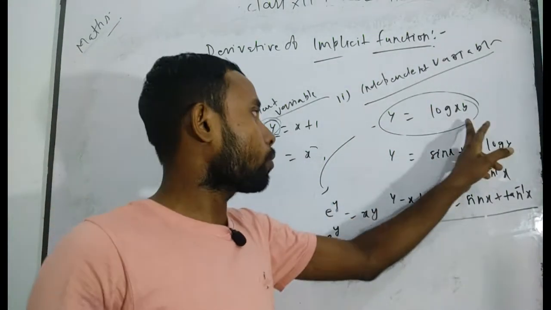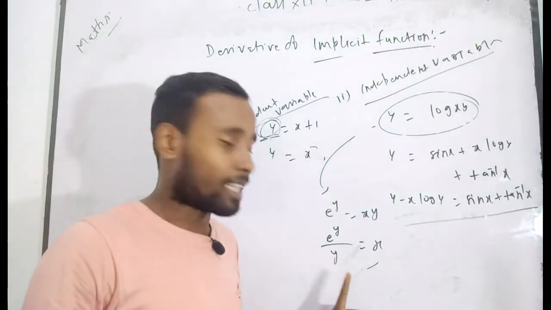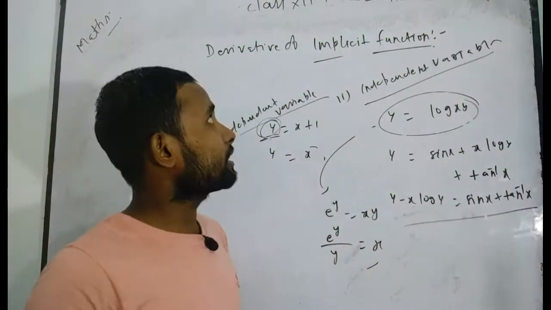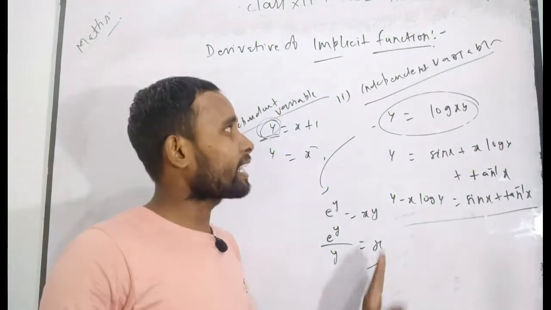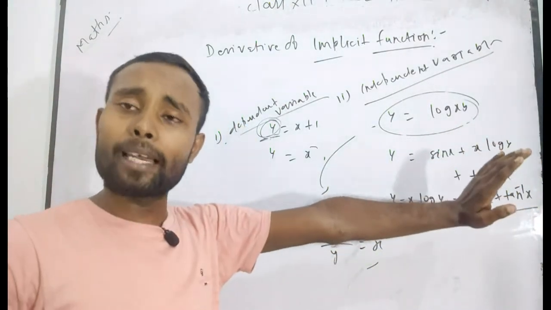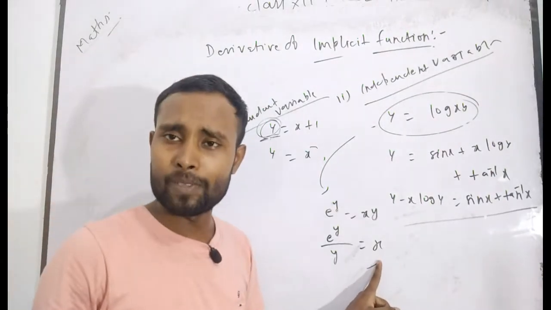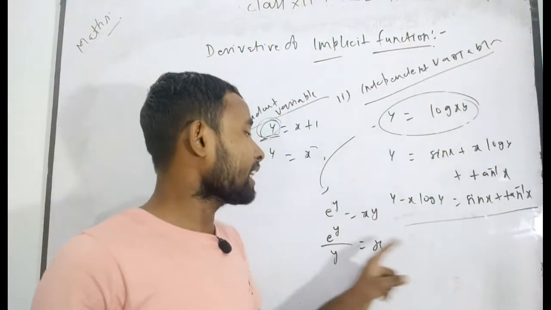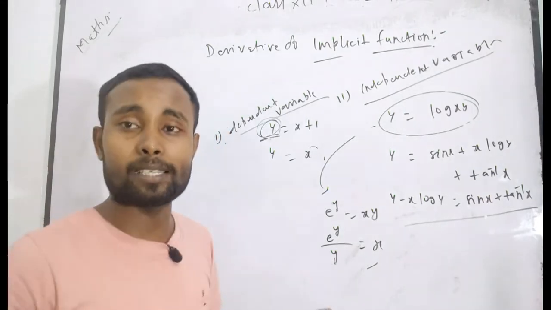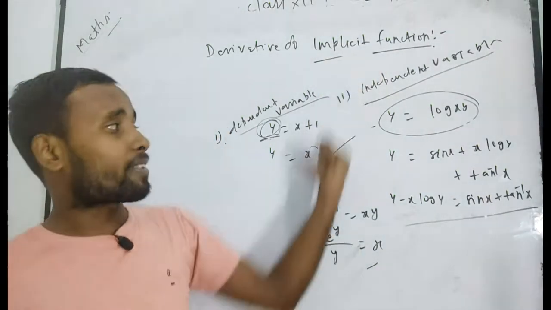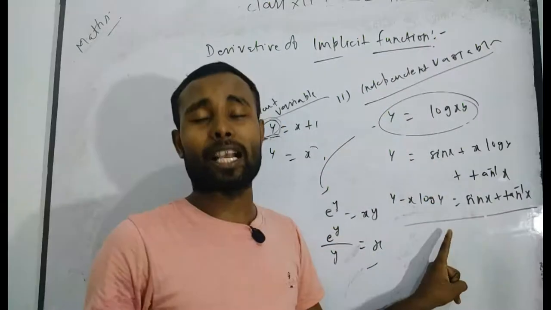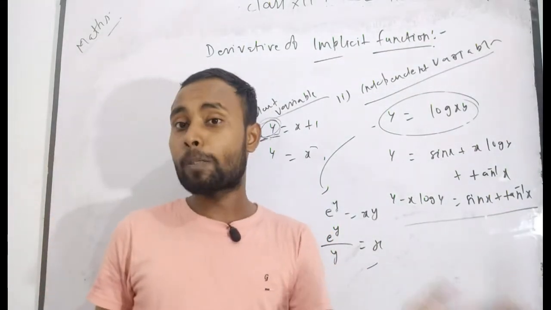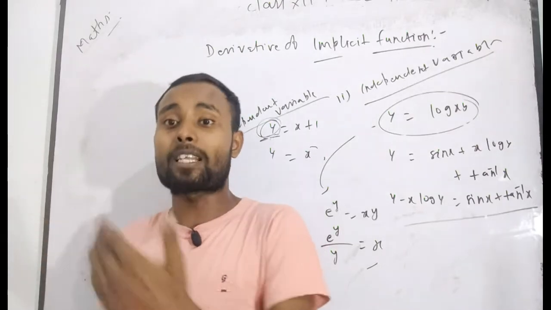Similarly, y is equal to log x. Here y is completely expressed in terms of x, so this is an explicit function. Why? Because I have not specified which is the dependent and which is the independent variable. If you suppose x is the dependent variable, then y is independent, and in that case x is completely expressed in terms of y. That's why this is an explicit function, and that other function is not explicit, because you cannot express the dependent or independent variable in terms of the independent or dependent variable respectively.